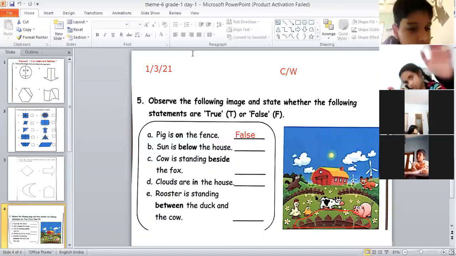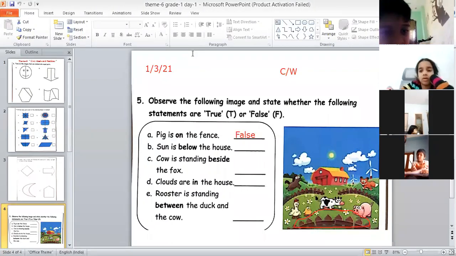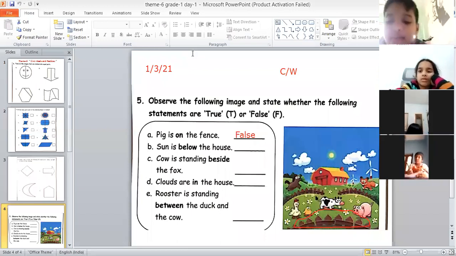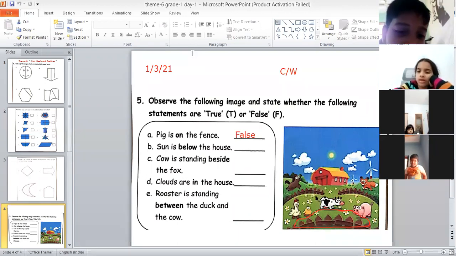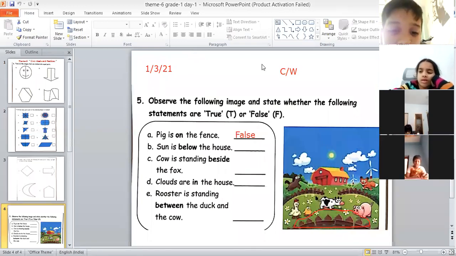Ma'am, second bit. Yes. Sun is below the house. This is, sun is below the house.